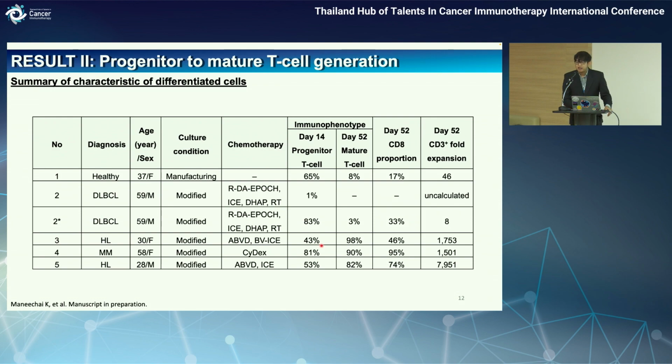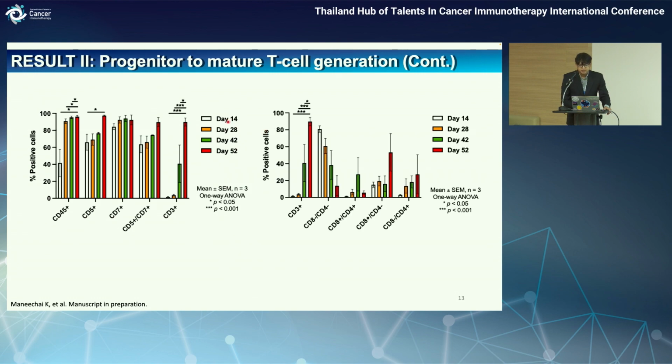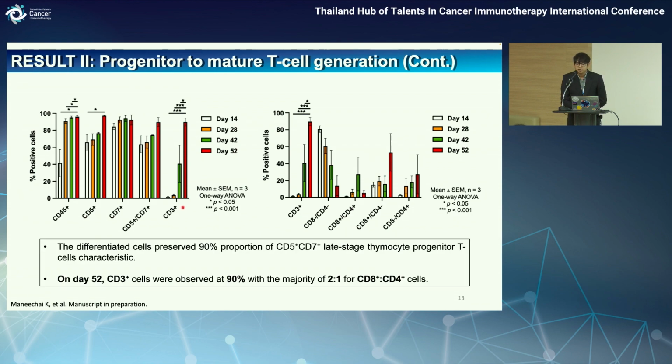And here's the summary for 5 patient donors that include lymphoma and multiple myeloma, who had different chemotherapeutic exposure. And you can see that some donor cells could not differentiate into mature T cells. This is a summary bar chart, and each color demonstrates each time point. You can see that CD45 keeps rising on day 28 and is maintained to day 52, as well as the expression of CD5, CD7. And importantly, we observe around 90% CD3 at day 52, with most of the cells having 2 fractions of CD8 and 1 fraction of CD4 here.